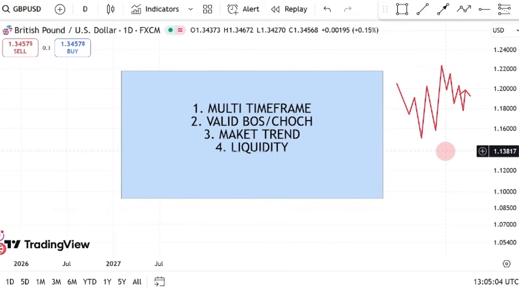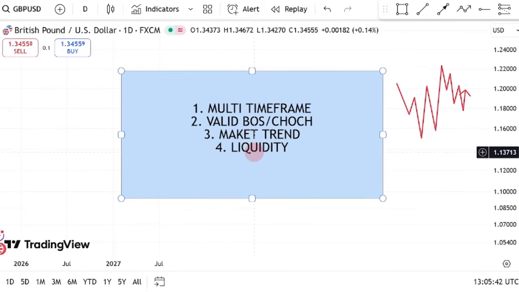The next thing we'll be looking at is that we must have a valid break of structure or change of character. How do you know if you're still in a continuous sell or continuous buy, if the trend is still bullish or bearish? It's when you have a valid break of structure or a valid change of character. The next thing we'll be looking at is market trend. Is the market trending in a bullish or a bearish trend? How do you find that out? I'll be explaining that in the next slide with some examples.